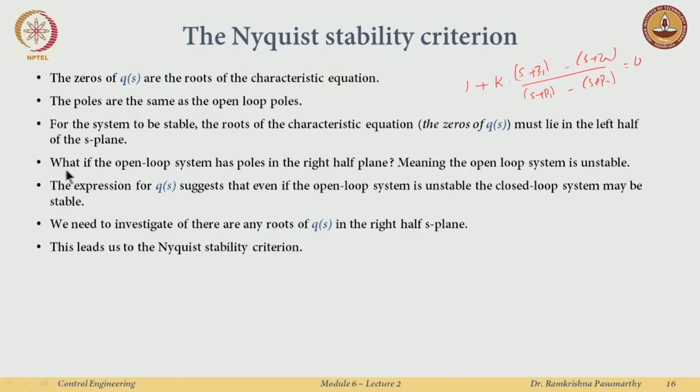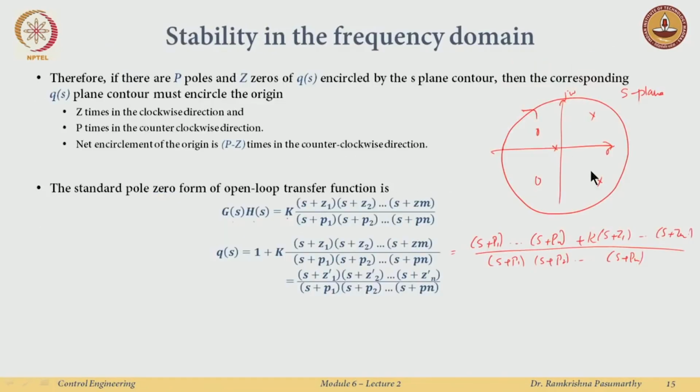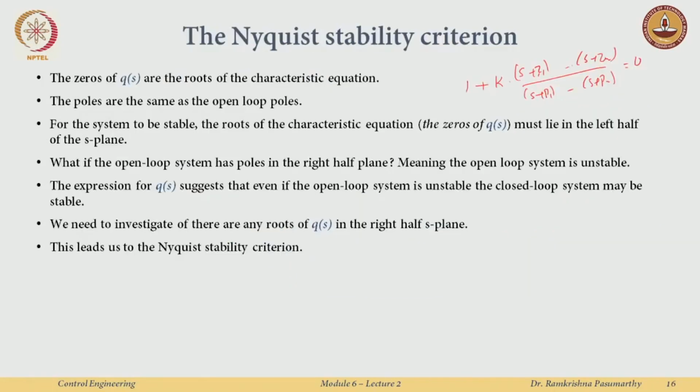Okay. Then the question arises, what if the open loop system has a pole in the right half plane, which means that the open loop system is unstable? Say this P1 is at plus 1. It does not matter. Even if P1 is at plus 1, I may have all these Z1 till Zn on the left half.